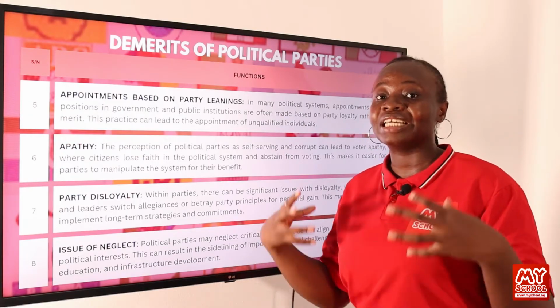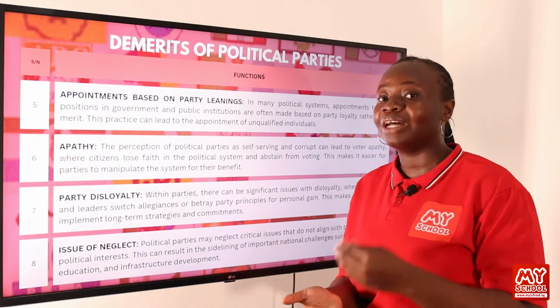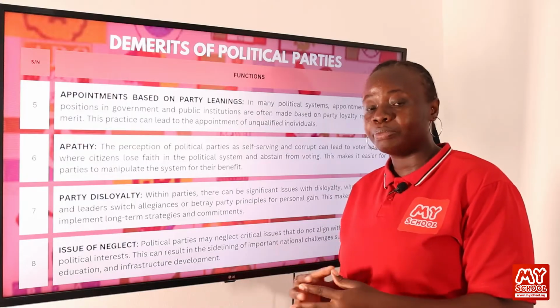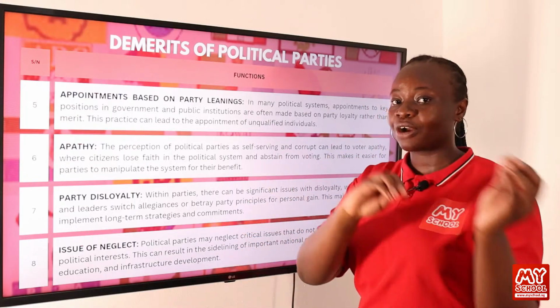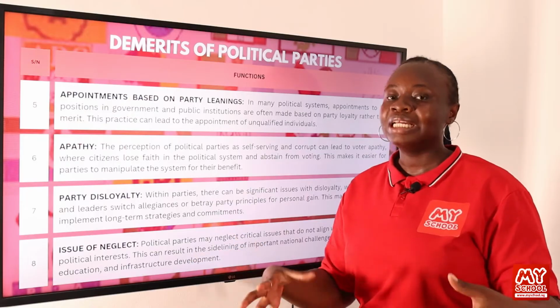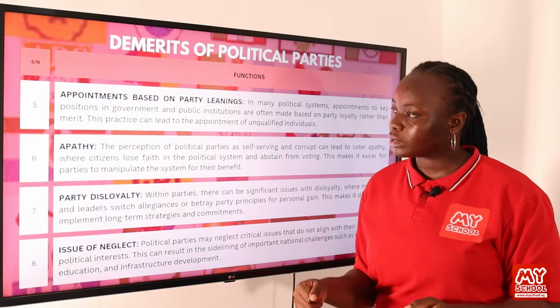Those policies that they intend to implement when they get into power are no longer implemented properly because different leaders are crossing from one political party to another. This can also hinder national development.